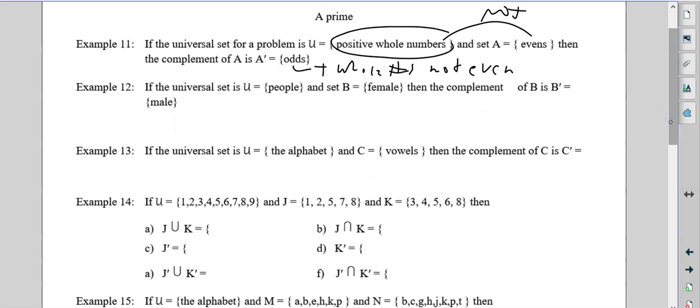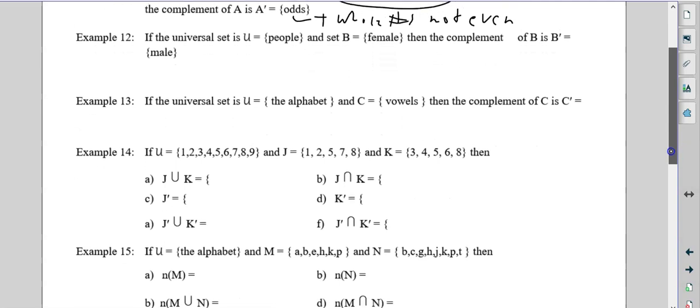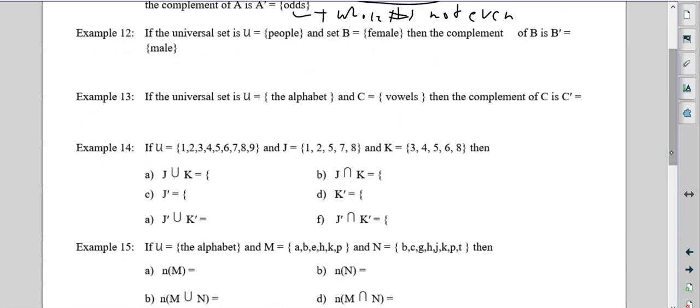All right, if the universal set is people, and again, this is outdated, so not to offend, and set B is female, the complement would be male. Again, it's a very binary, limited view, but this was old, so give it a little leeway, please. If the universal set is the alphabet and C is vowels, then the complement, the letters in the alphabet that are not vowels, would be consonants.